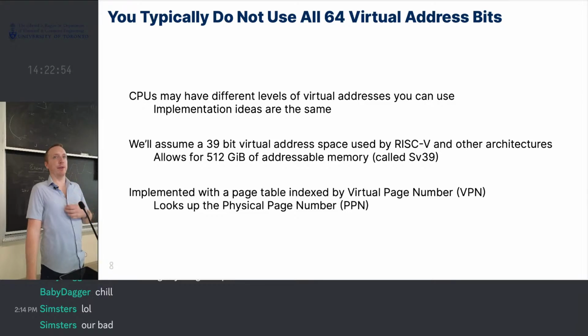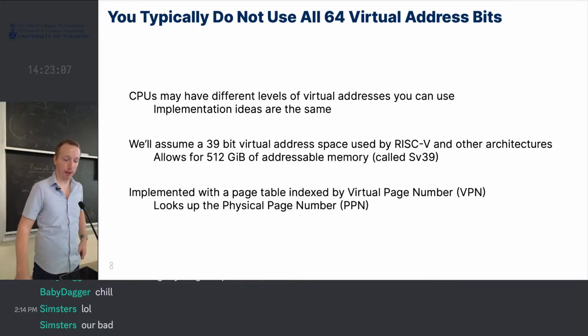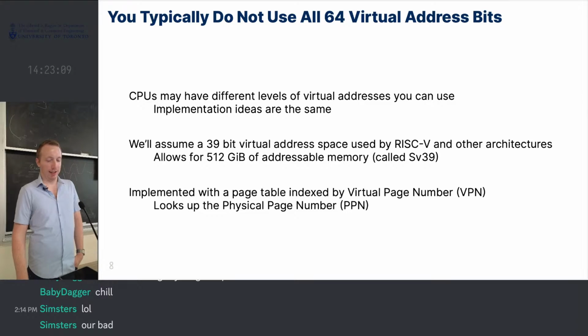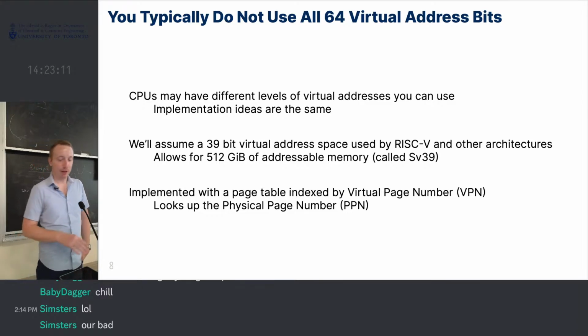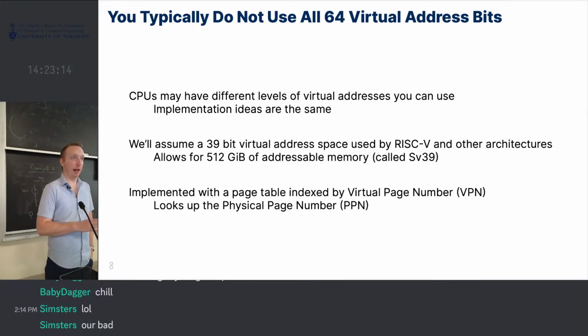So other considerations, all of our CPUs now are 64 bits, which means that the size of the address is 64 bits. It can access a lot of bytes if you have 64 bits to use for an index. So CPUs will have different levels of virtual addresses you can use, but the implementation details are the same, and we'll see why some of those trade-offs occur.